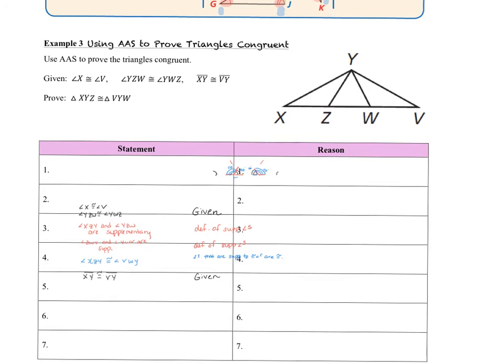I have to be careful because ASA has two congruent angles and a congruent side, but I have to check the order. Is it ASA or AAS? So I have A and I skip a side, I go to another A, and then I go to the side. That's AAS. So I now know that triangle XYZ is congruent to triangle VYW by AAS.